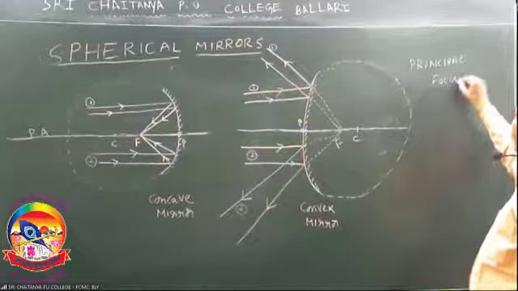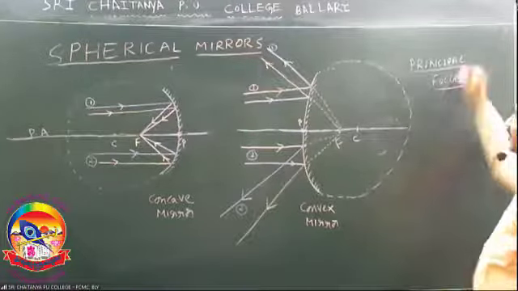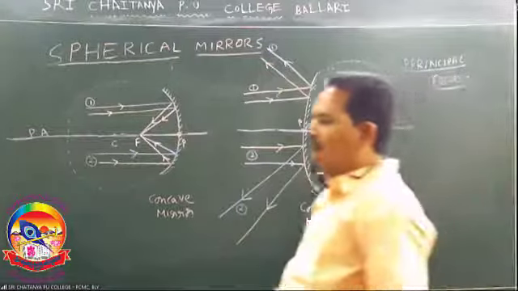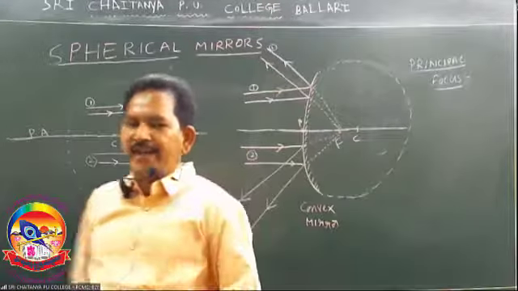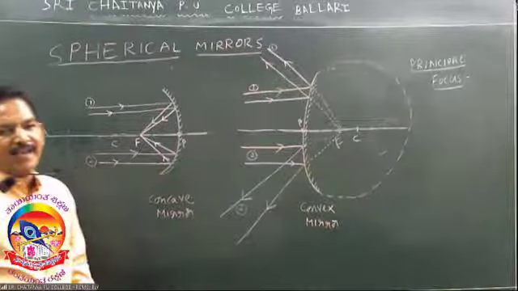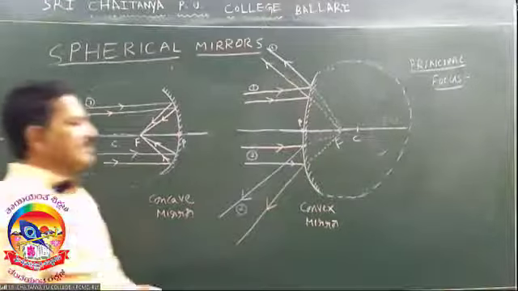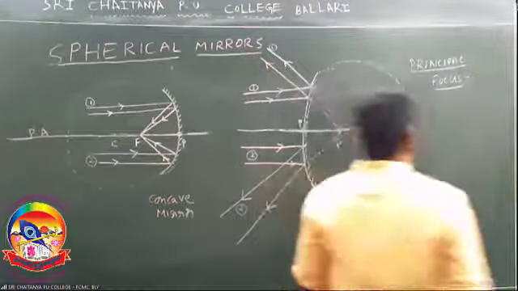The principal focus is a point on the principal axis. All the light rays which are falling parallel to the principal axis will meet or appear to meet on the principal axis. That one we have to write, that's all.